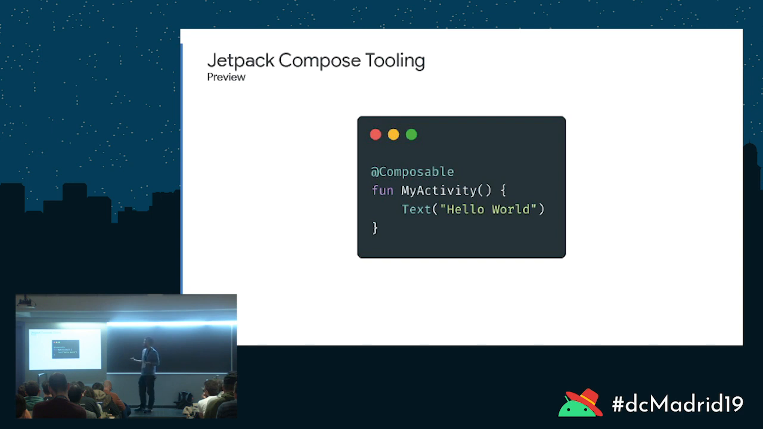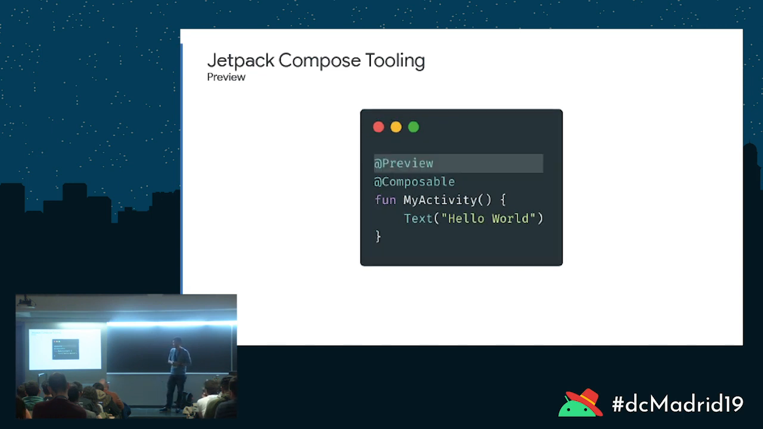Now, how do I preview a composable? This is a simple composable. And this will be what I would put in my activity, in my Hello World activity. So it's just a text that says Hello World. If I want to preview it, you just annotate it with Preview and you are done. You will get a notification in Studio that says, hey, it seems that you want to preview this, do you want to do it? Yes, and you will open the preview.